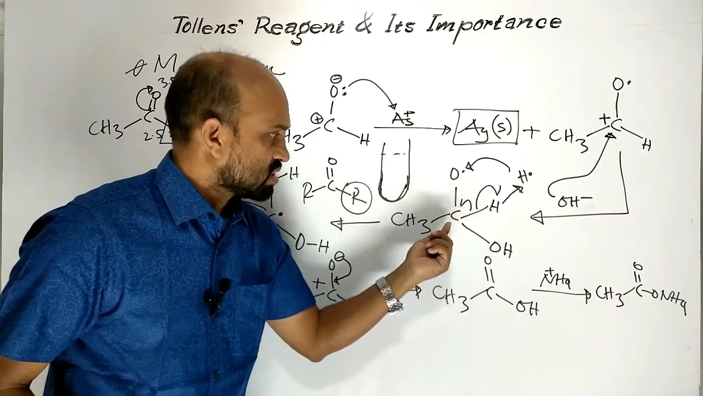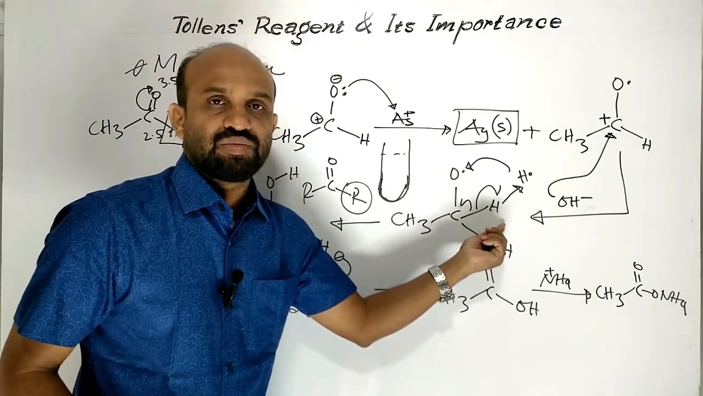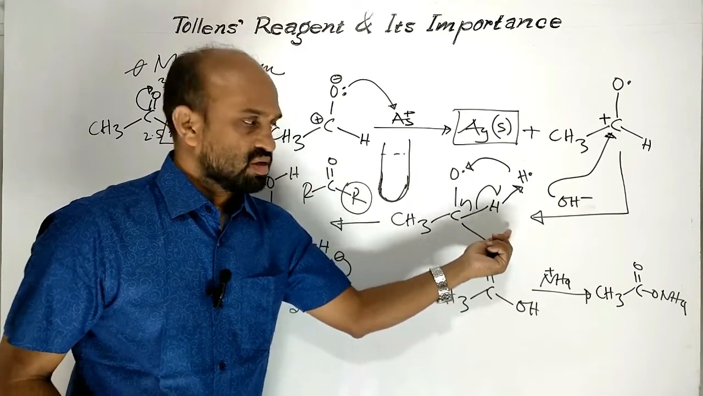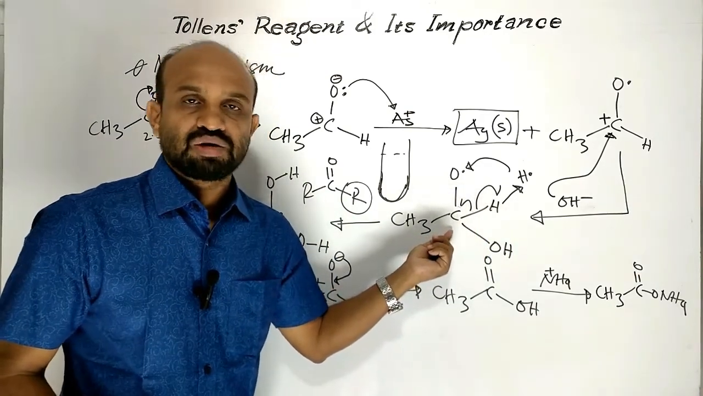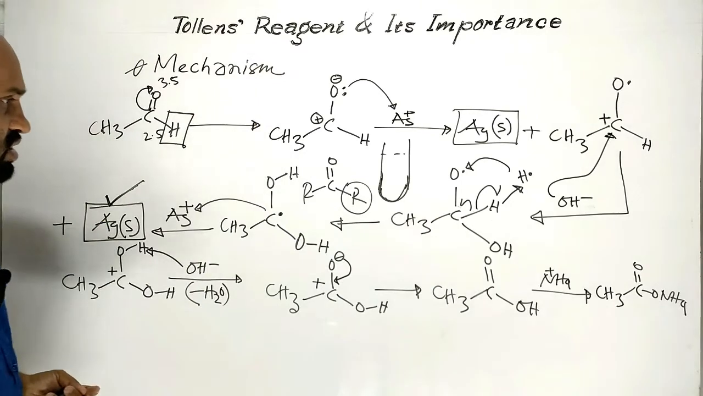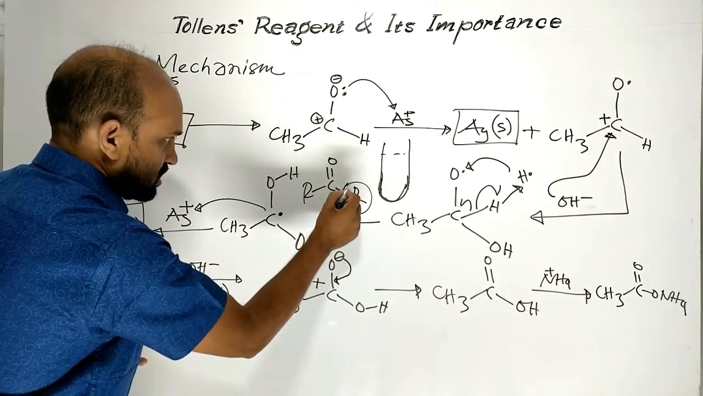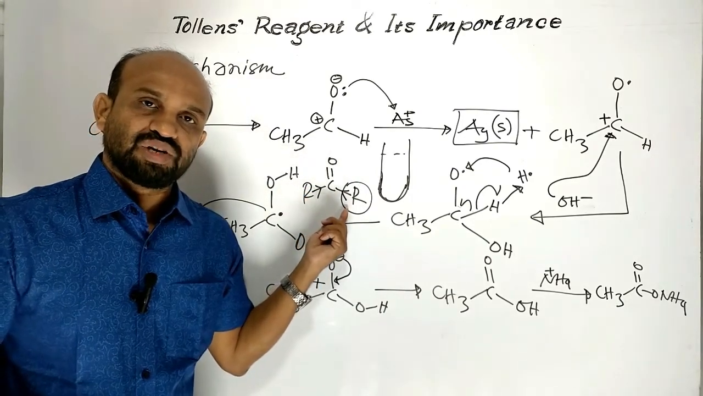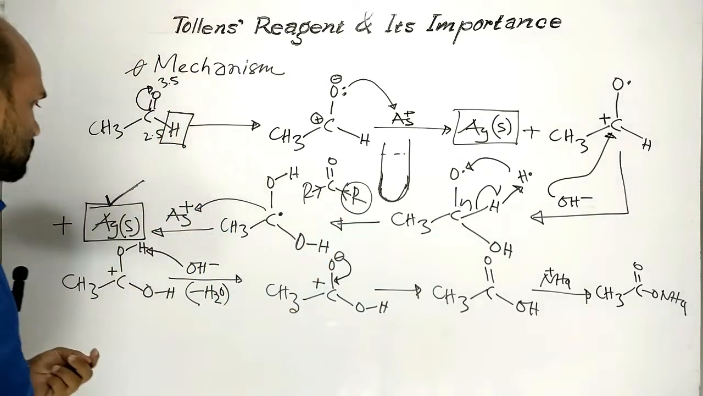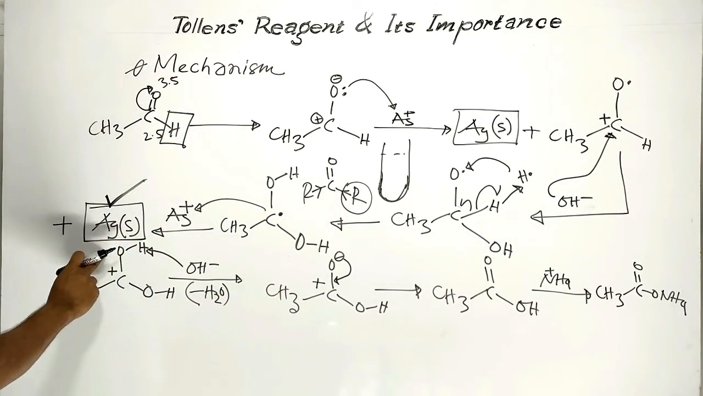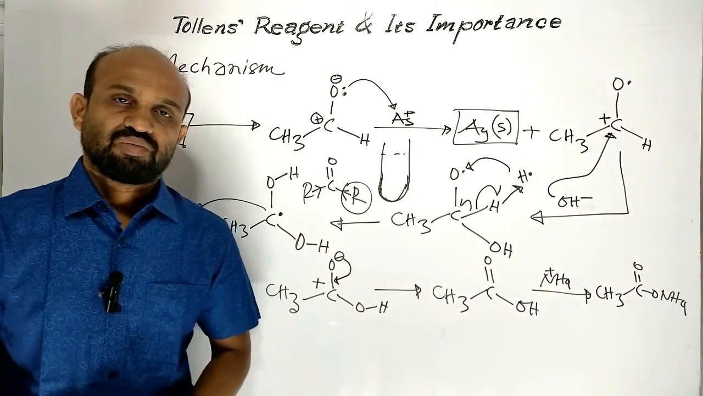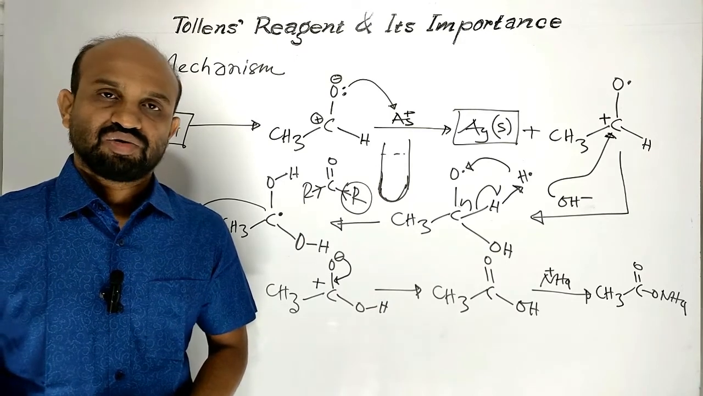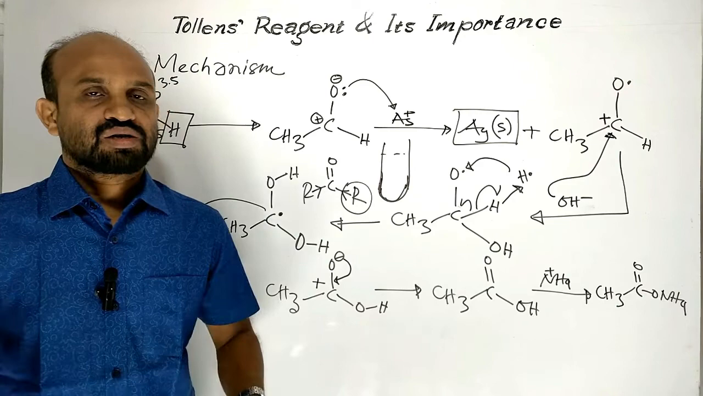Here homolytic fission occurs between carbon and hydrogen. The electronegativity difference between carbon and hydrogen is not much. That is why there is scope to undergo homolytic fission. But if it is a ketone, then the alkyl group is an electron donating group. No homolytic fission will occur and no silver mirror will be formed. This is the importance of aldehyde hydrogen, and because of this, aldehydes undergo the Tollens reagent test, but ketones do not give the Tollens reagent test.